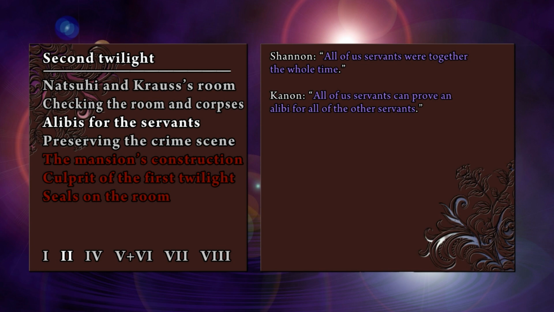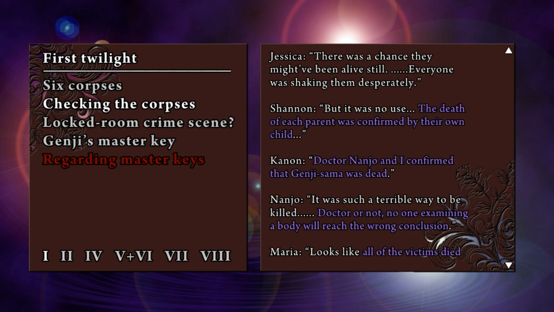Actually, hold on a second. No. Shannon and the Canon were not confirmed dead by anyone, at least as far as I know. Okay, let me go back right here.